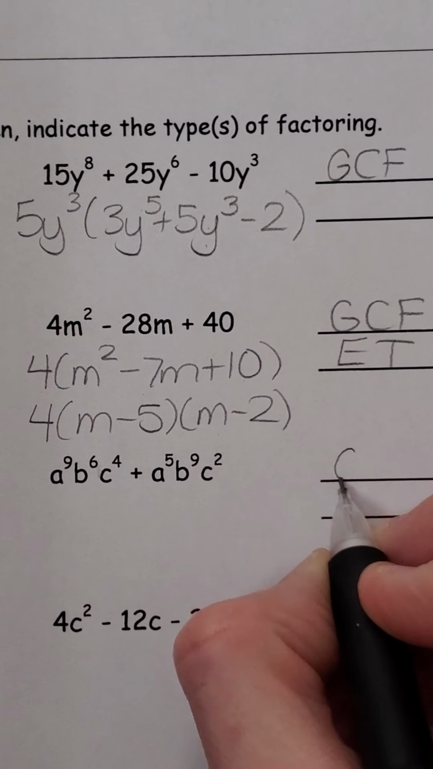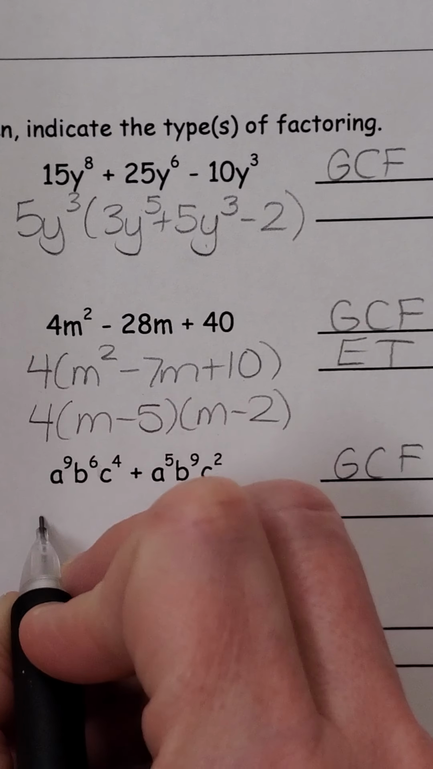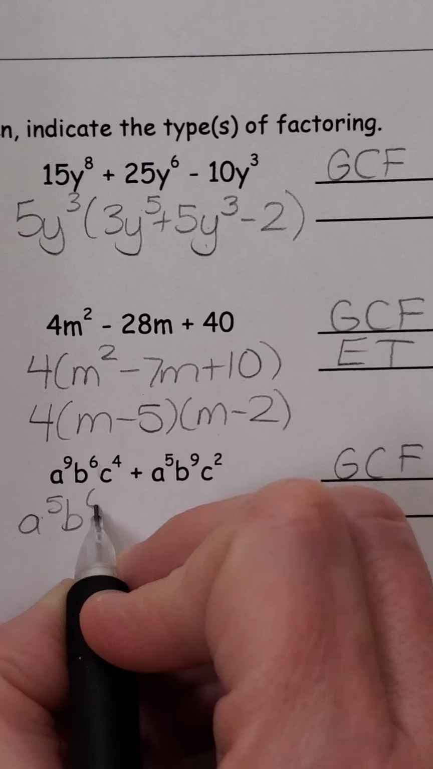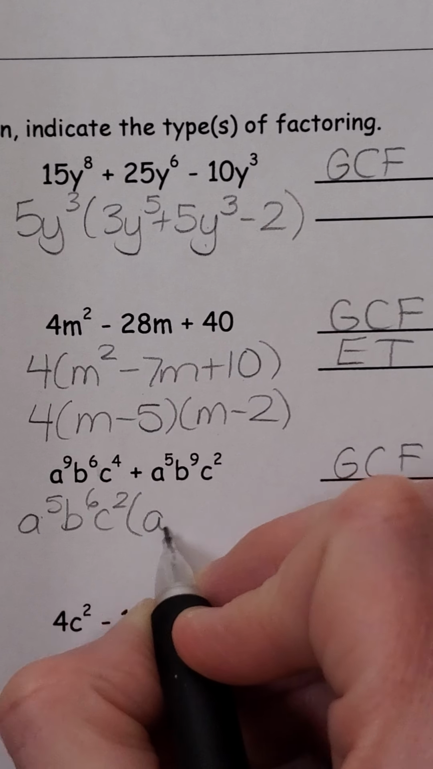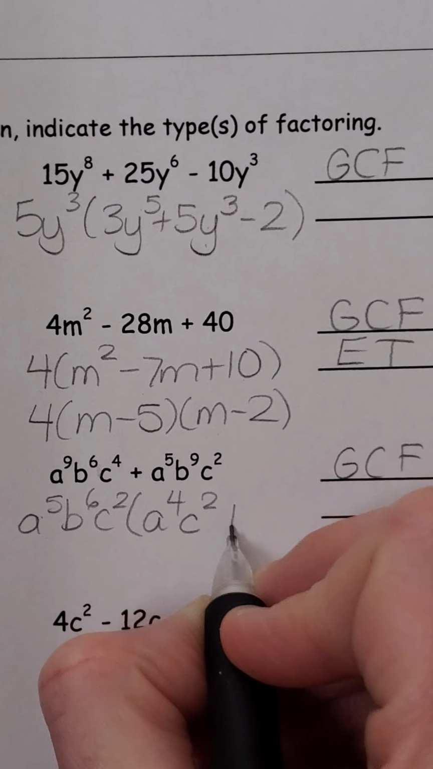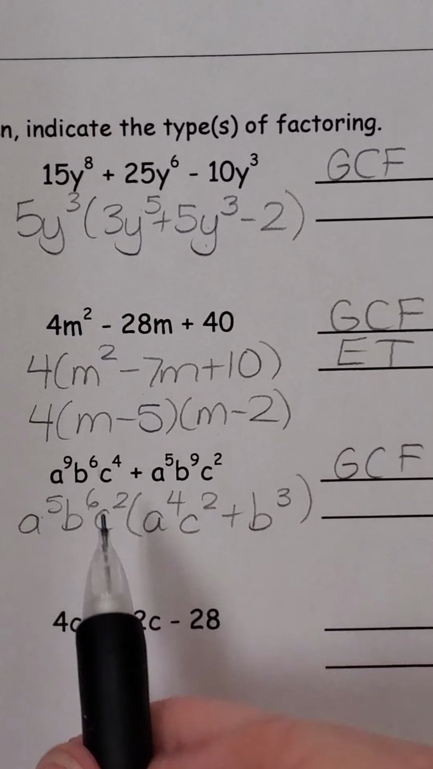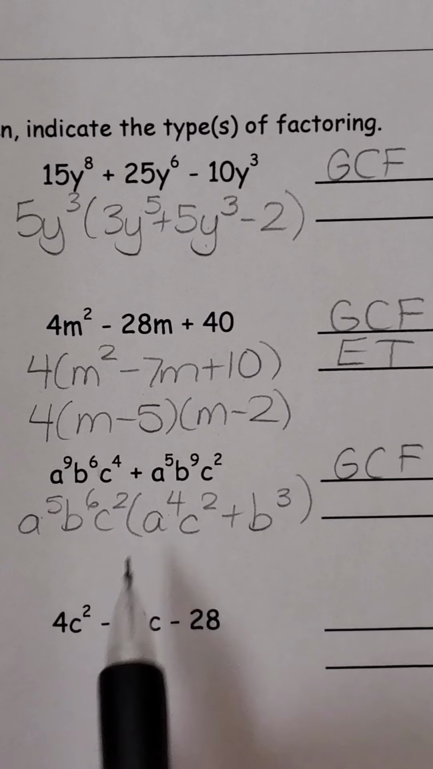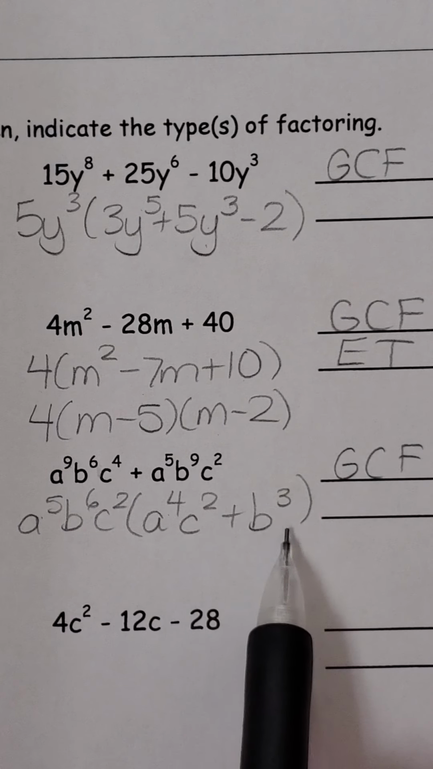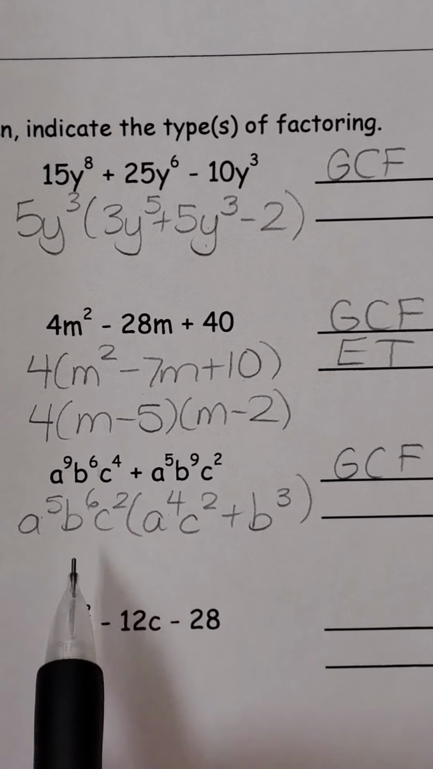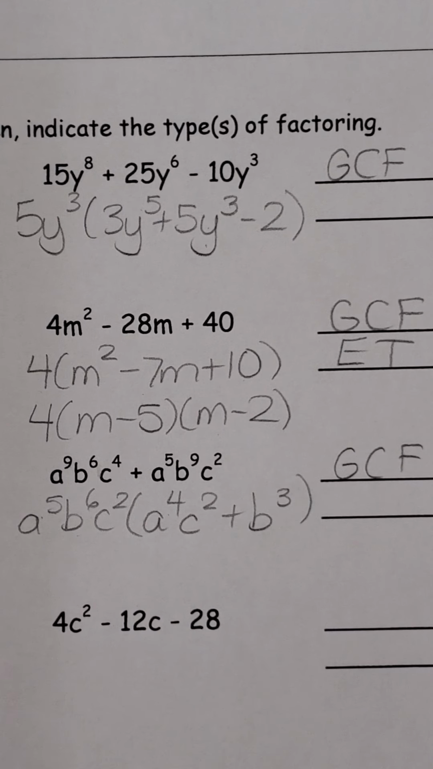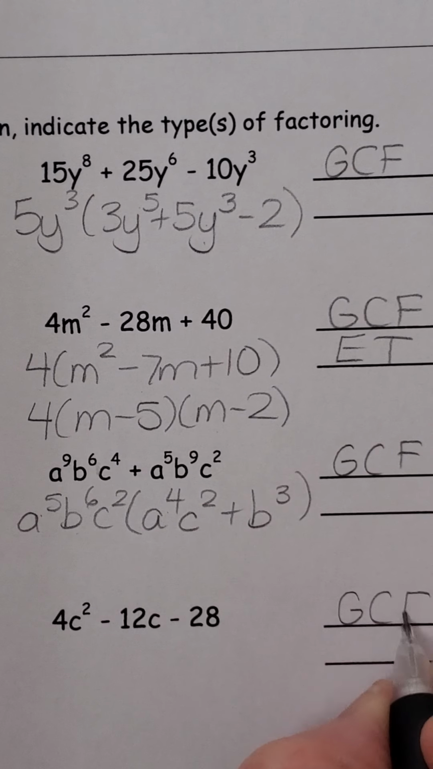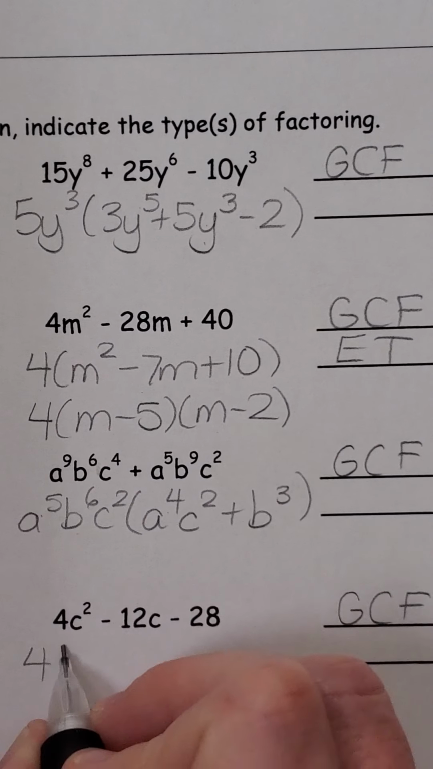This can't be an ET at all because it only has 2 terms. So we're going to pull out the GCF, just kind of an ugly one. Right, so a to the 9th divided by a to the 5th is a to the 4th. And make sure we check that there's nothing in common, and that this times this gives us this, and this times this gives us that. And last but not least, GCF. So we'll take out that 4.